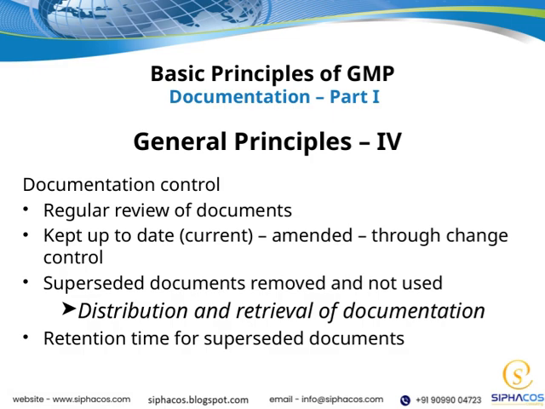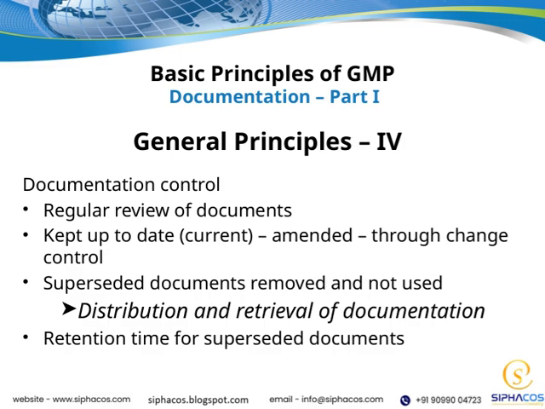First, it's essential that we regularly review our documents to ensure they remain accurate and relevant. This means setting up a systematic process to keep everything up to date, especially when changes are made through a proper change control system. It's equally important that once a document has been superseded, we remove it from active use to prevent any mix-ups or confusion. This keeps our documentation clean and ensures everyone is working with the most current information.